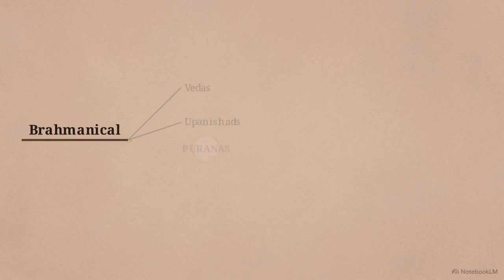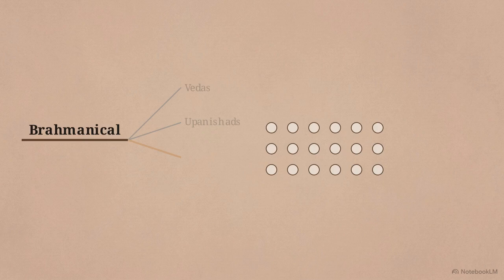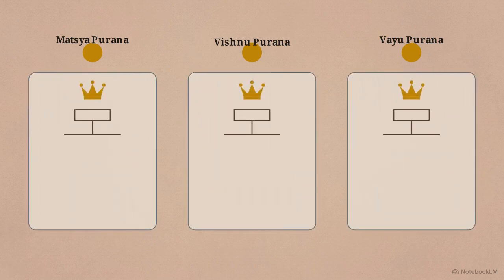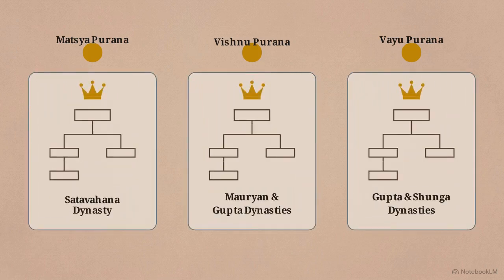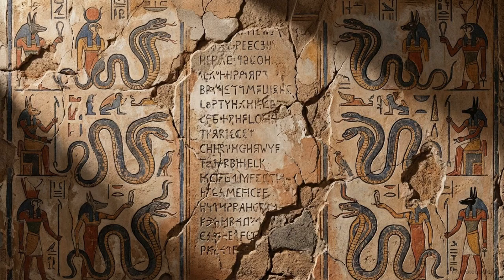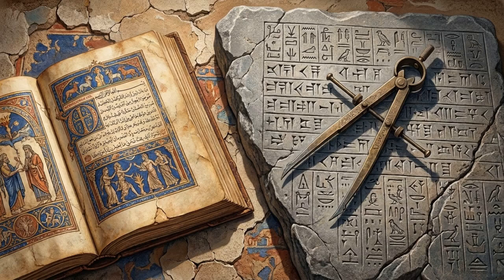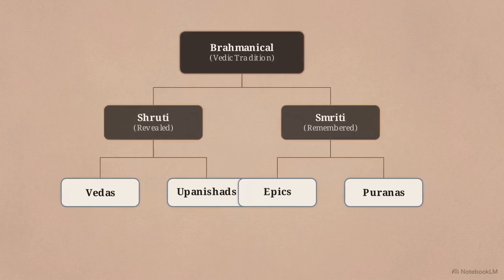Later texts include the 18 Puranas, which compiled ancient lore, mythology, and extensive genealogies. For historians, the Matsya, Vishnu, and Vayu Puranas are highly critical. They contain specific lineages and king lists for the Satavahana, Mauryan, and Gupta dynasties. The Puranas are the closest the Brahmanical tradition gets to providing raw political timelines. But because the narratives are heavily mythologized, they require strict external verification. You cannot write accurate history from a single perspective.